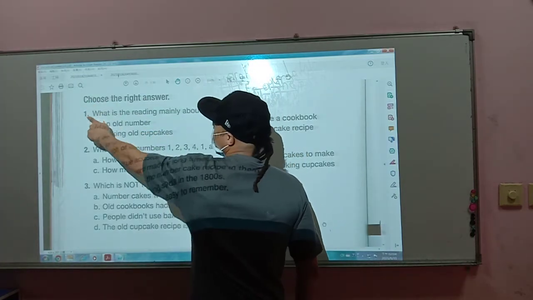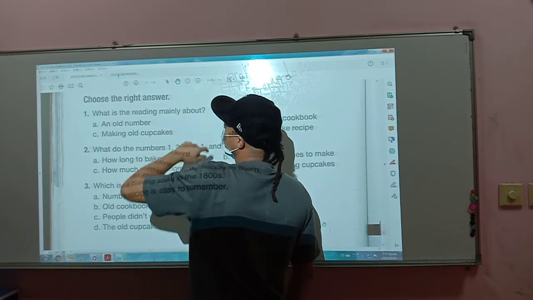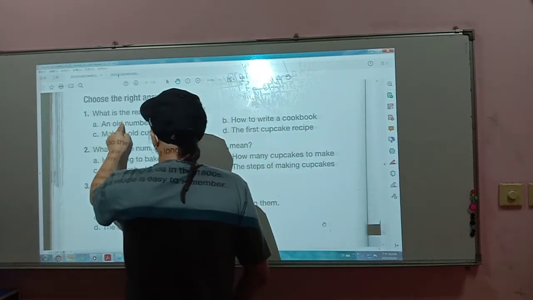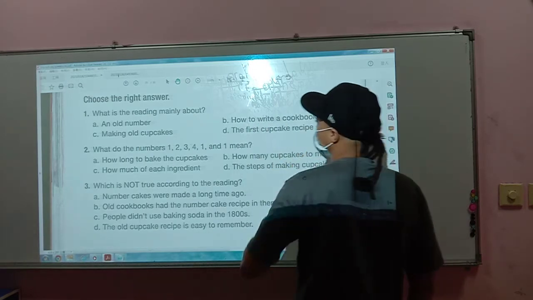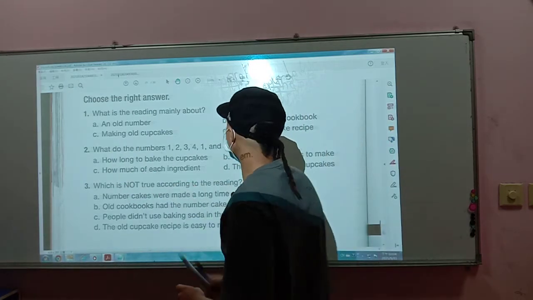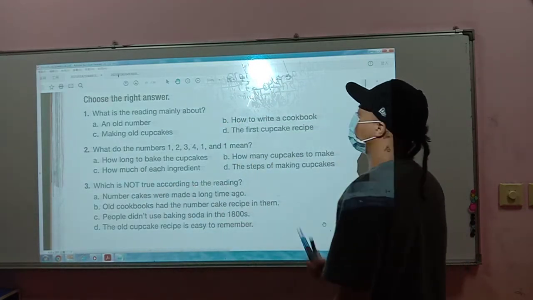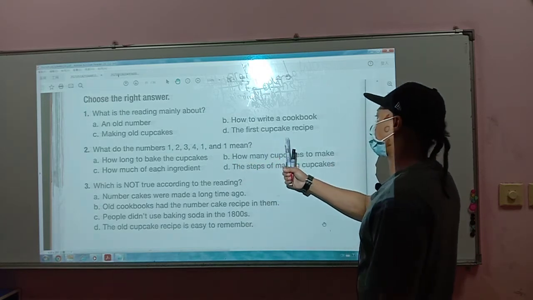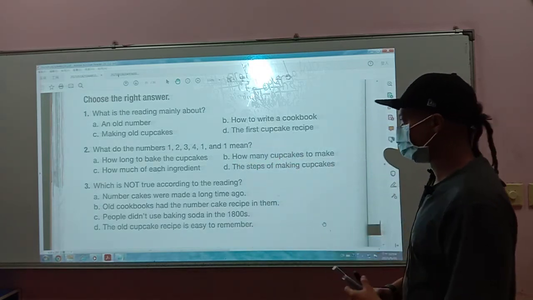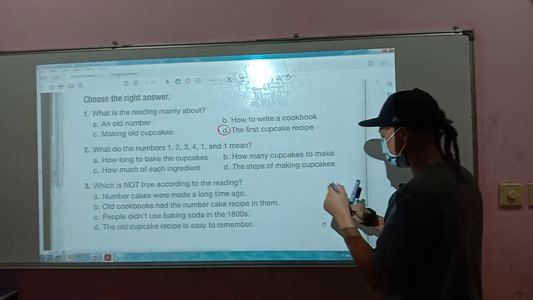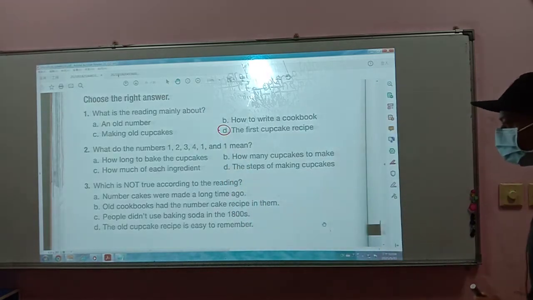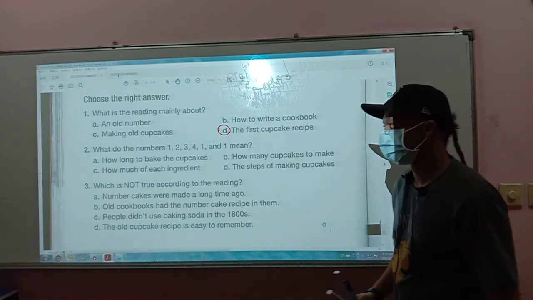Number 1, what is the reading mainly about? Is it about an old number? Is it about how to write a cookbook? Is it about making old cupcakes? Or is it about the first cupcake recipe? And of course, the answer is about the first cupcake recipe.